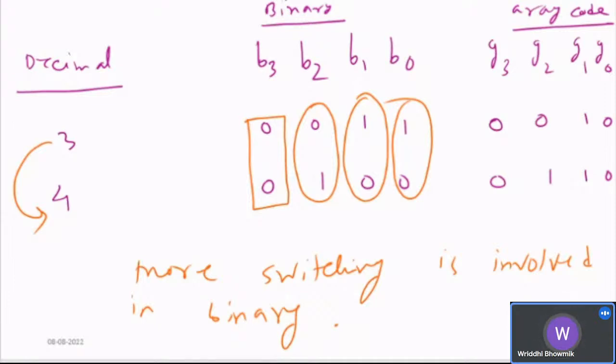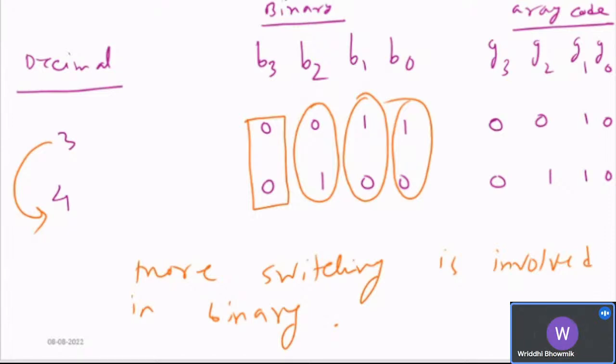When we want to switch from 3 to 4 in decimal, you know the equivalent binary representation of 3 and of 4. The 3 is represented by 0011 and 4 by 0100. Now look at the positions. Extreme left position, which is the B3 position. In B3 position, for 3 there is a 0 and for 4 there is also a 0. So there is no switching. But in B2, B1, B0 positions, if you see very carefully, there is a switching operation involved.